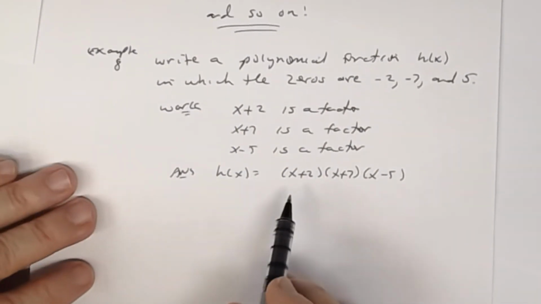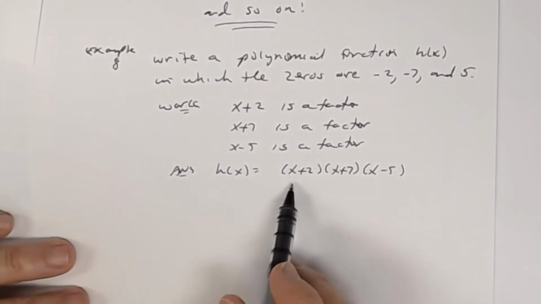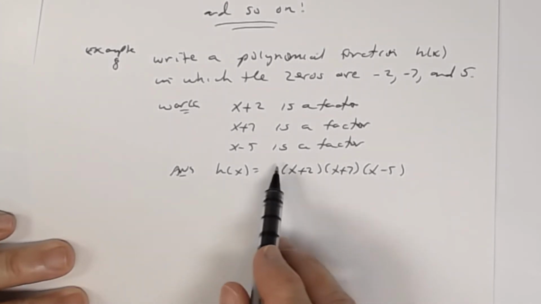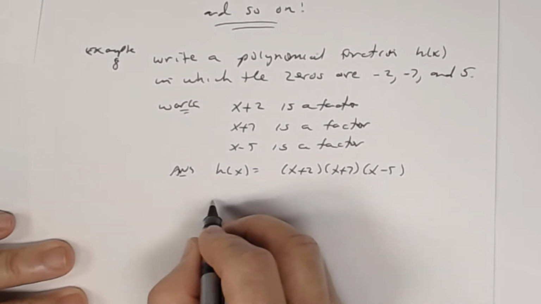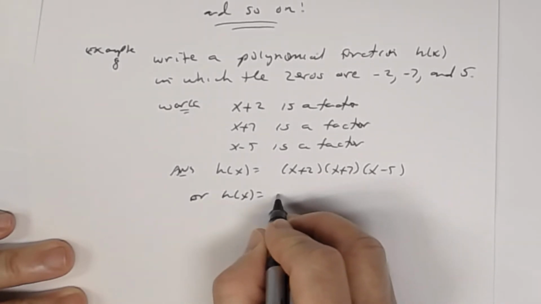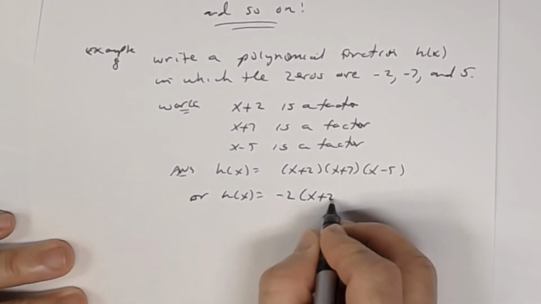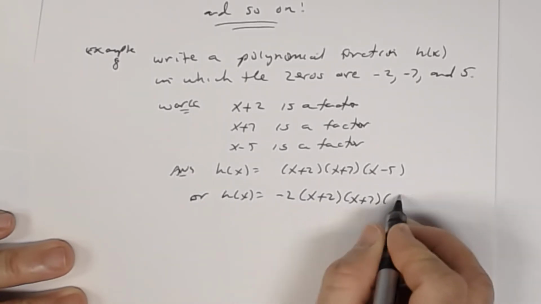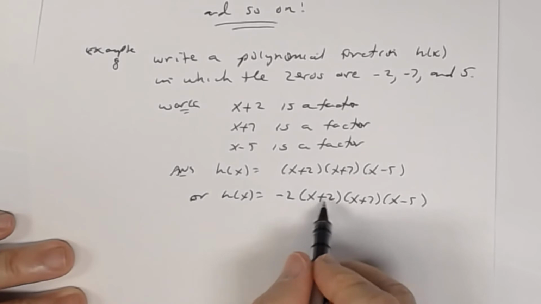Now, remember, there's an infinite number of answers, right? All you have to do is just change the coefficient. This coefficient's 1. Someone else could have said this. Someone else could have said h of x is negative 2 times (x plus 2) times (x plus 7) times (x minus 5). So you get the same zeros.